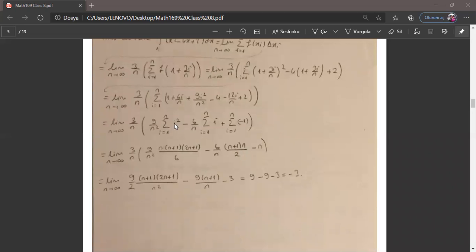We again know the sum of i squared is given by this formula and the sum of i by this formula. We add minus n many times and get minus n, of course. So we distribute this 3 over n into the parentheses and get this, and by taking the limit you get this minus 3.